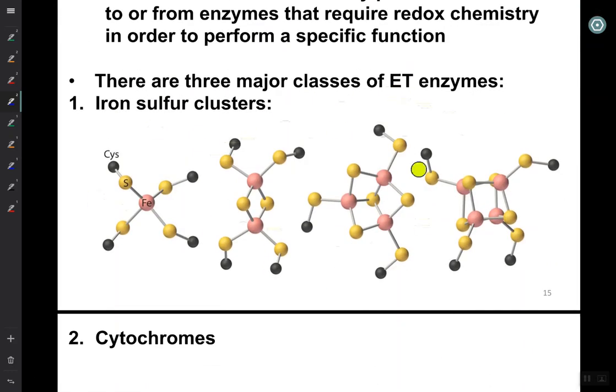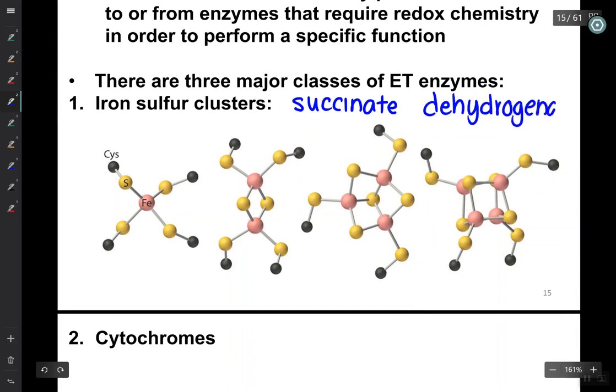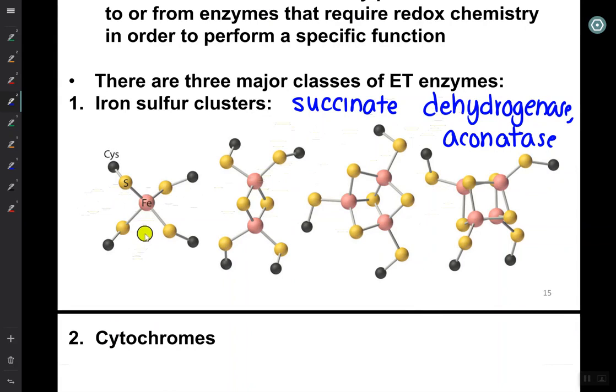This one we've seen before, iron-sulfur clusters. They are found in, for example, succinate dehydrogenase or aconitase. And these protein names probably sound familiar because they come from the TCA cycle. This is a very important class of enzymes for a number of reasons. And there's a variety of different structures. You can have one that has a single iron site, so these are the mono-iron, and the nomenclature is just based on how many irons, how many sulfurs. So this one would be like a 1 iron, 4 sulfur cluster. This would be a 2 iron, 2 sulfur, 4 iron, 4 sulfur, and so on.